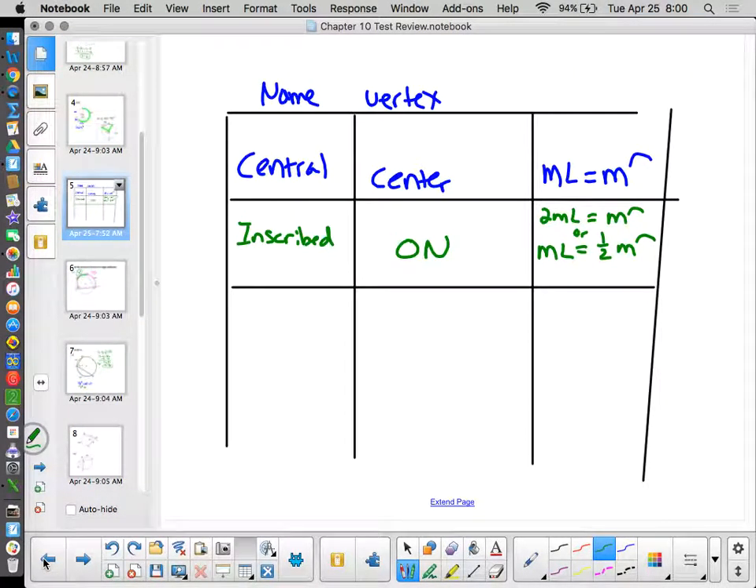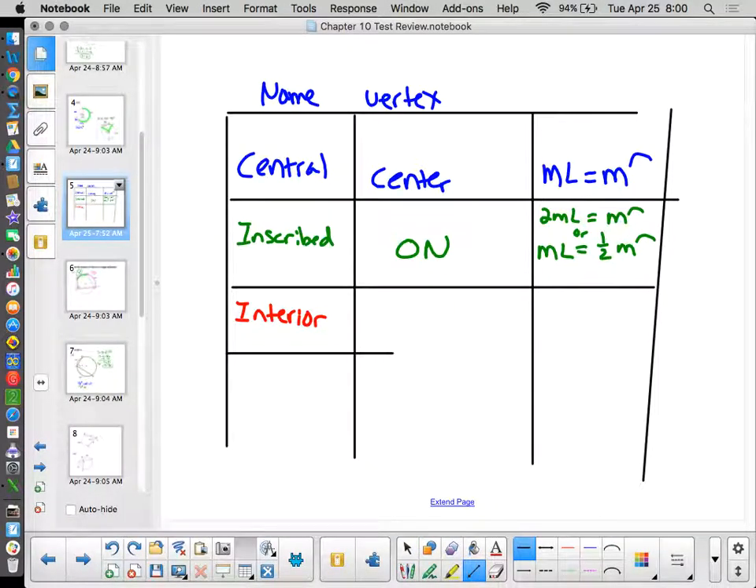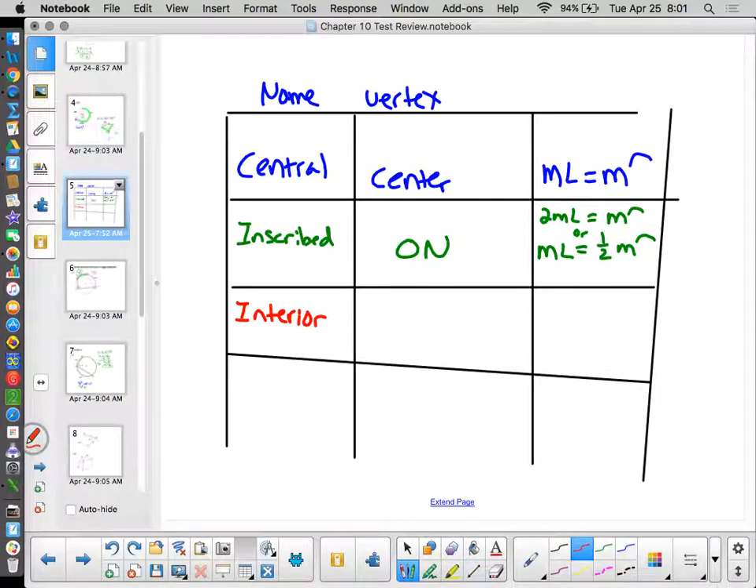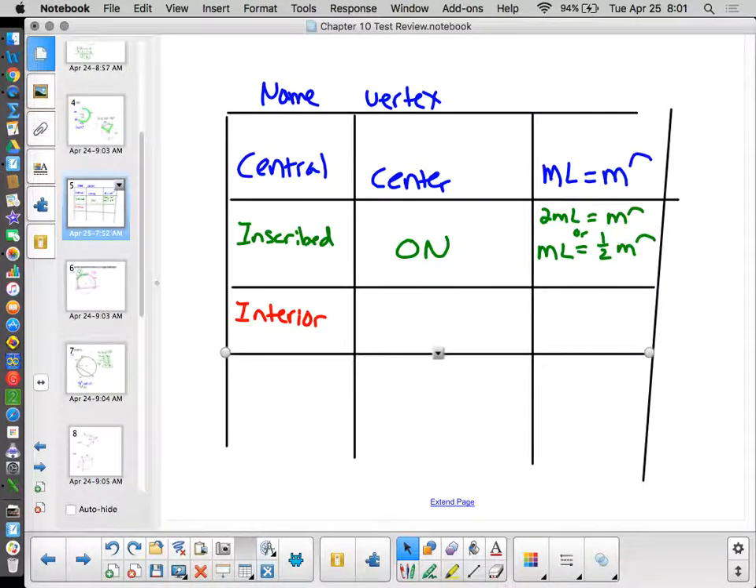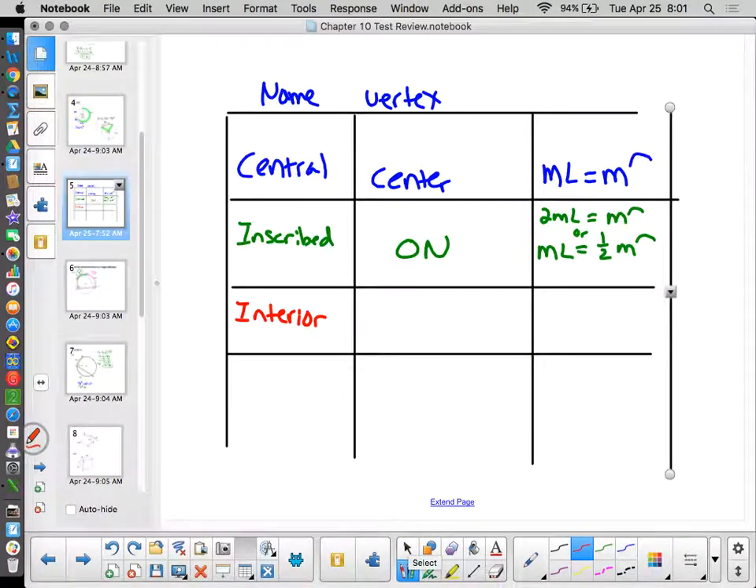Let's go back here. We have the interior angle. Interior angle. Where is the vertex going to be? Sorry, this is a terrible line. They're not even close to straight lines, but I can fix it, I suppose. There we go. There, better. Okay, where's the vertex going to be for an interior angle? This should not be difficult to figure out.